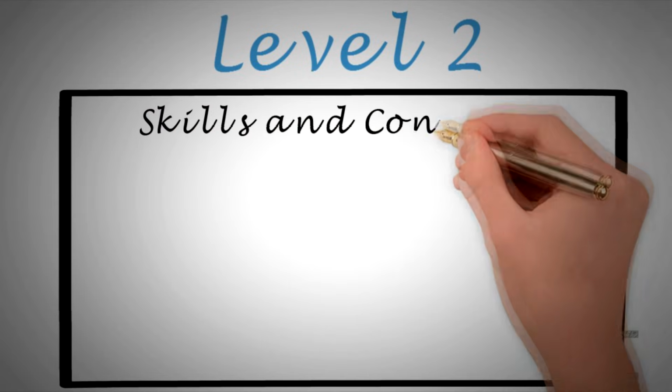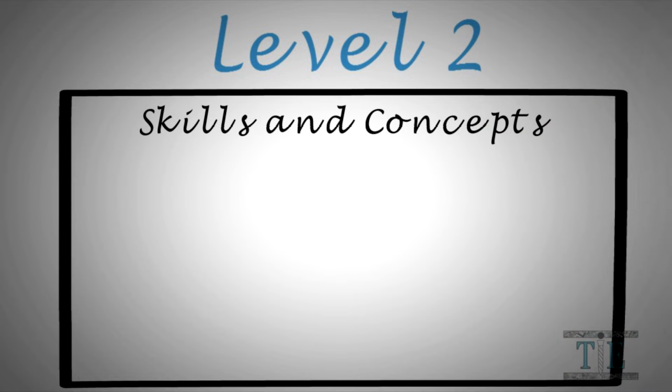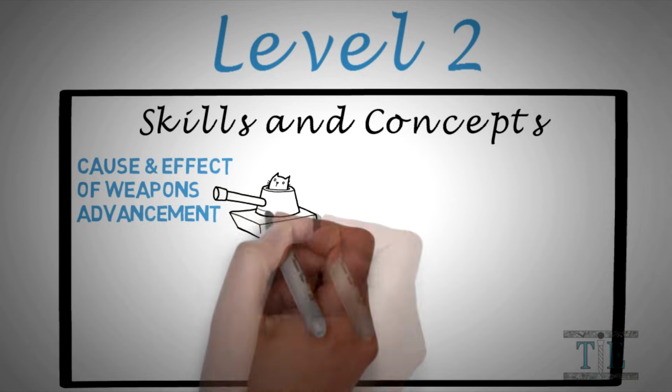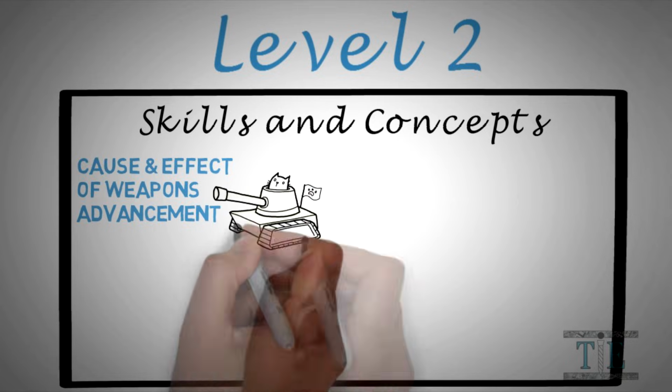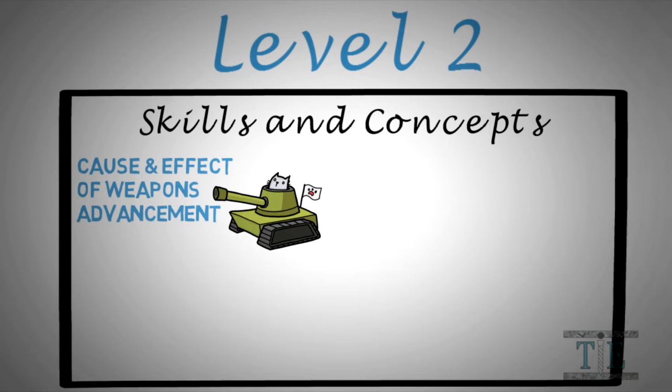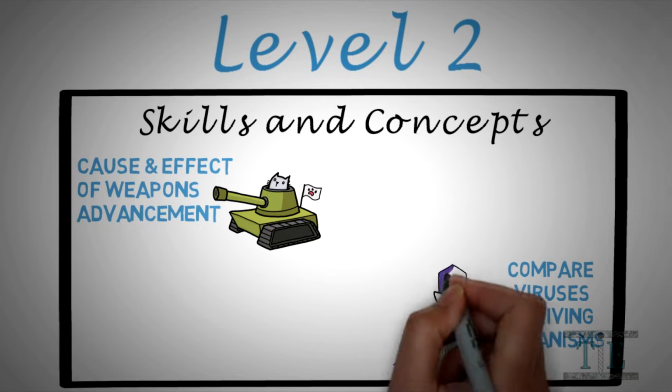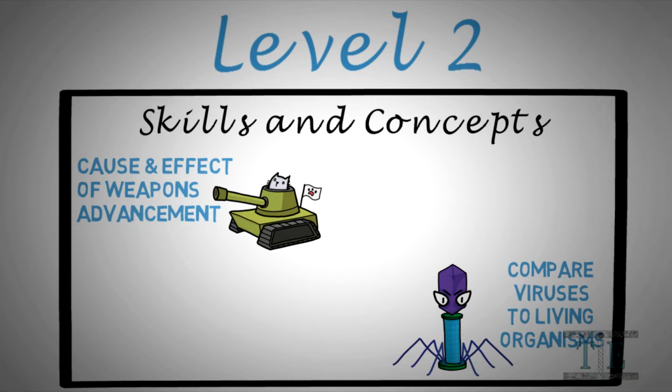Level 2, skills and concepts. So the first example would be maybe analyzing the cause and effects of weapons advancement. How did tanks impact World War II, for example? The next example would be maybe to compare viruses to living organisms. Are viruses living organisms? What do they have in common? What is similar? What is different?